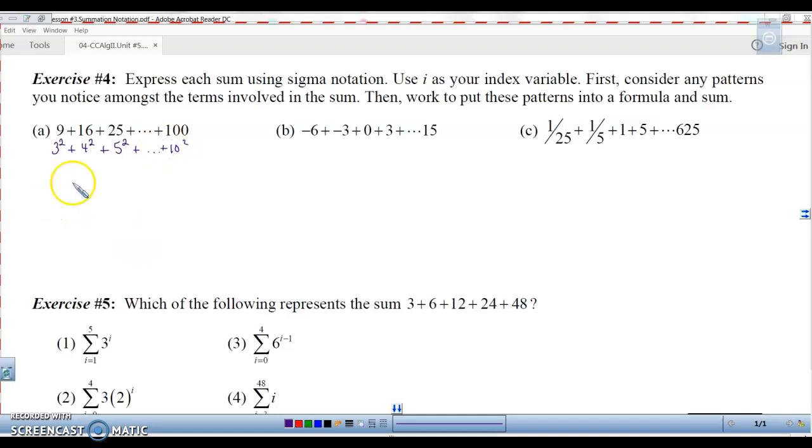When I do my summation here, I am doing whatever the index is squared to get my sum. What number do I start at? I start at 3, so I equals 3. And when do I stop? I stop when I is 10. So this is the summation starting at 3 and going to 10 of I squared.